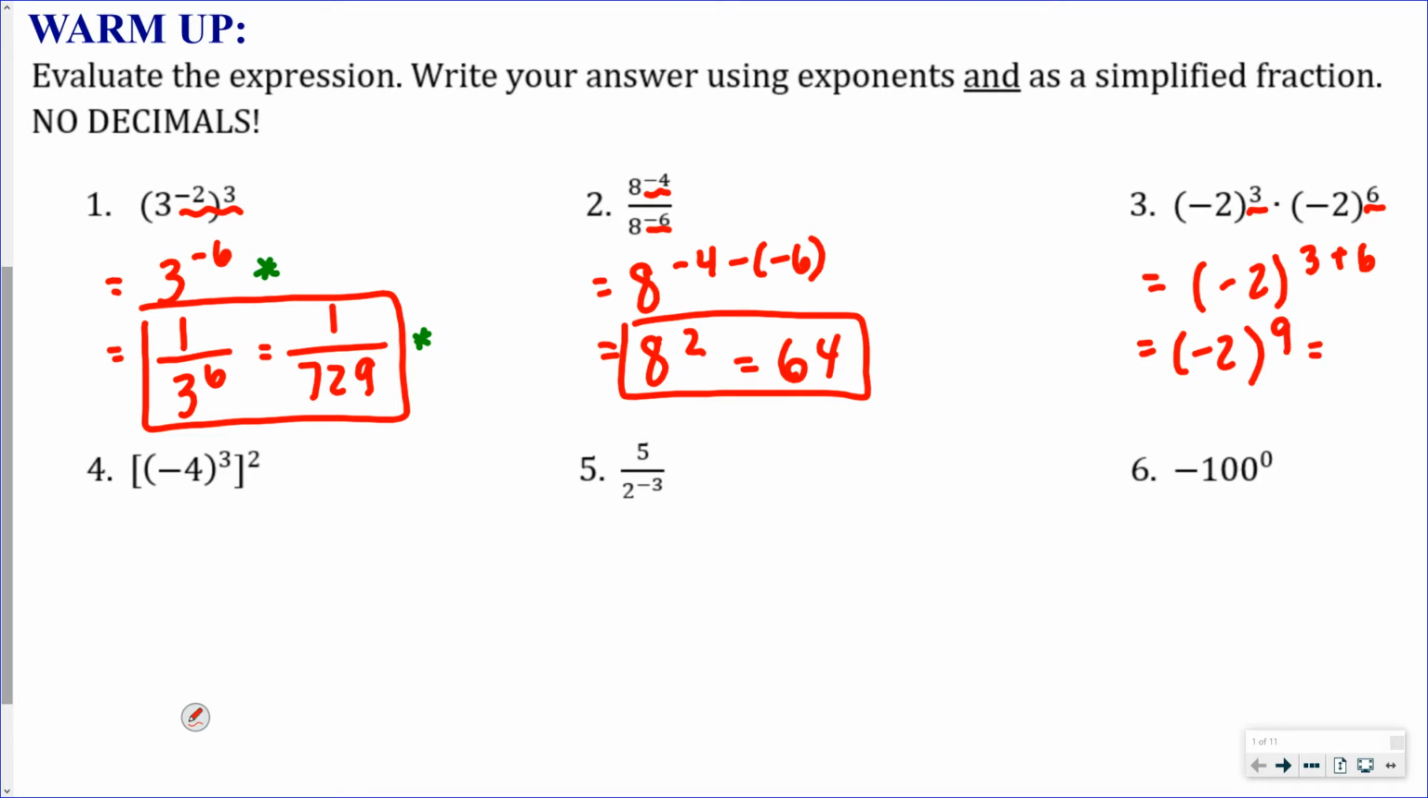Now careful here. When you type this in your calculator, you do have to use parentheses because this is saying you want to take negative 2 times itself 9 times. So I should get a negative answer because I'm doing it an odd number of times. It's negative 512. Anybody 3 for 3? That's okay.